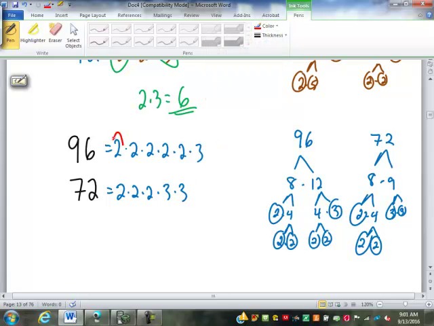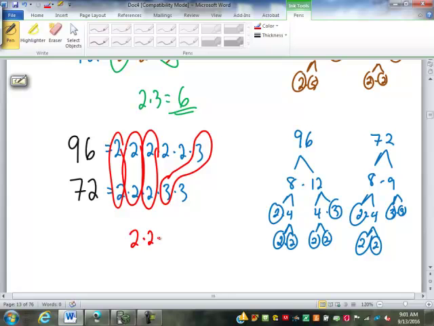So what do they have in common? They have a 2. Do they have another 2? Yep. Do they have another 2? Yep. Do they have another 2? No. But they do have a 3. 2 times 2 times 2 times 3 multiplies up to make 24. 24 is the greatest common factor for those two numbers.